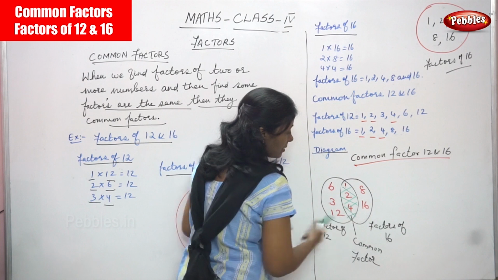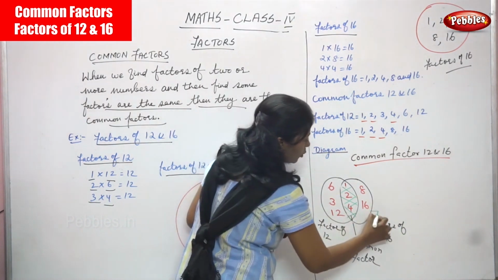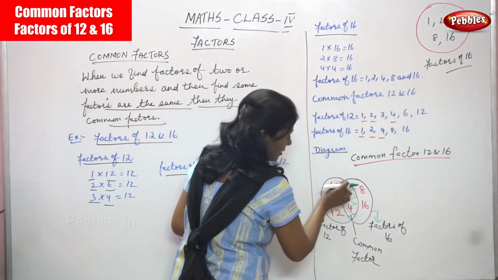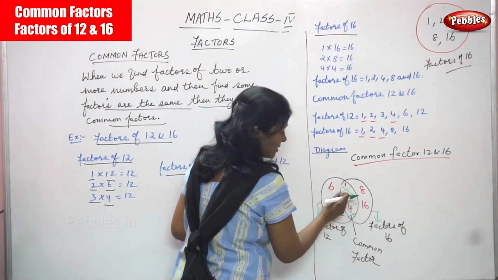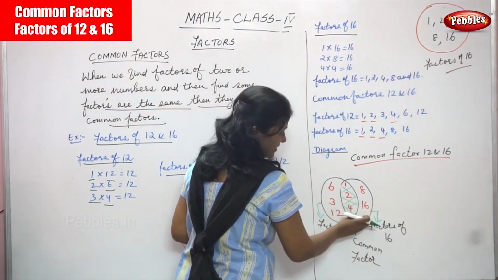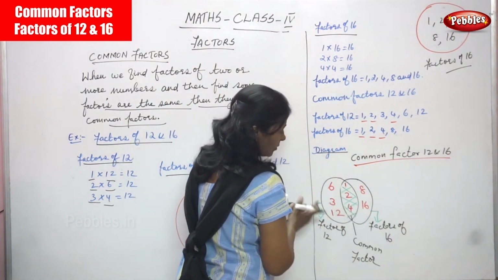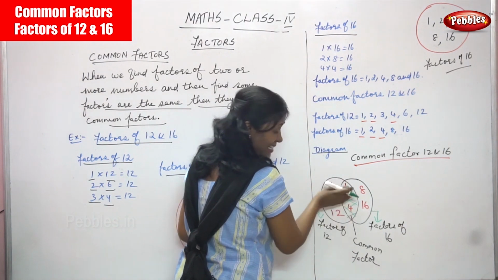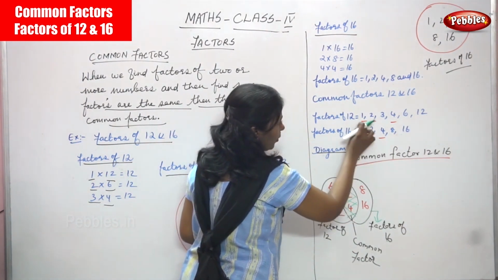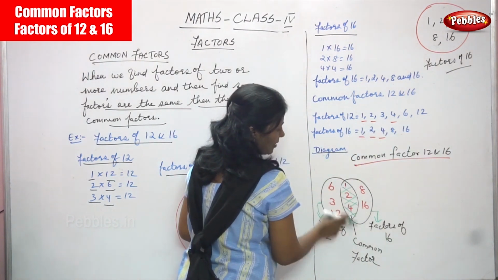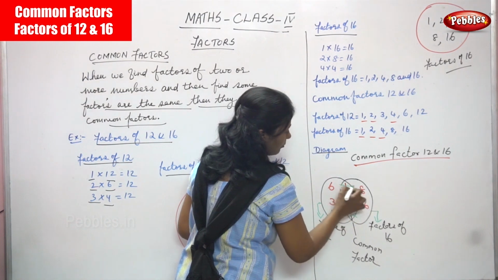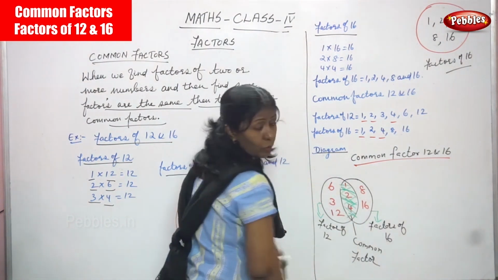So this part is the factors of 16, this part is the factors of 12, and the middle part, the center part, is the intersection. This one circle and this other circle, I've combined together. This middle part, the intersection part, is called the common factor. So the answer is 1, 2, 4, the common factors. I showed them in a different color. So 1, 2, 4 is the common factor.